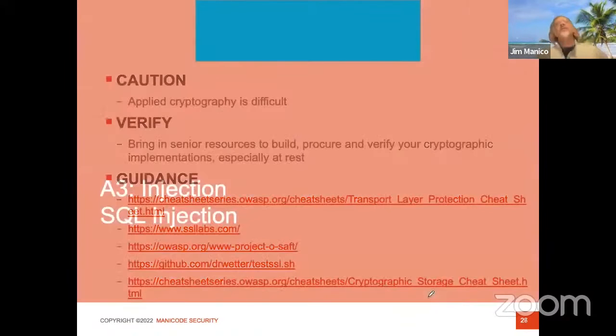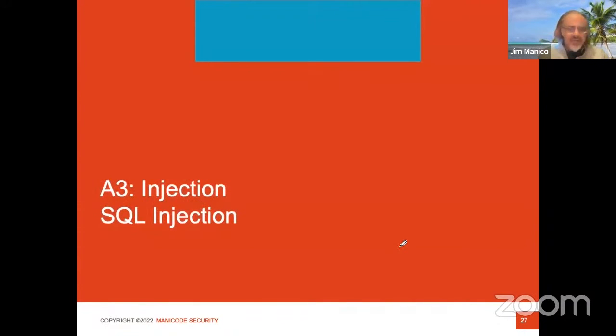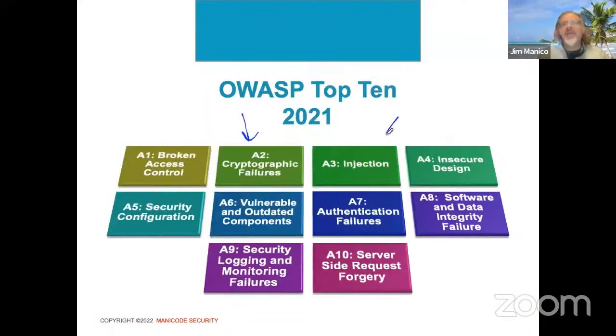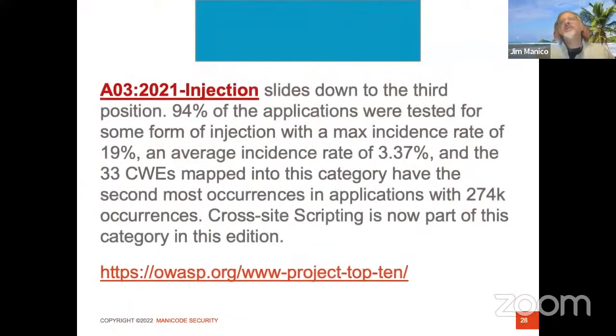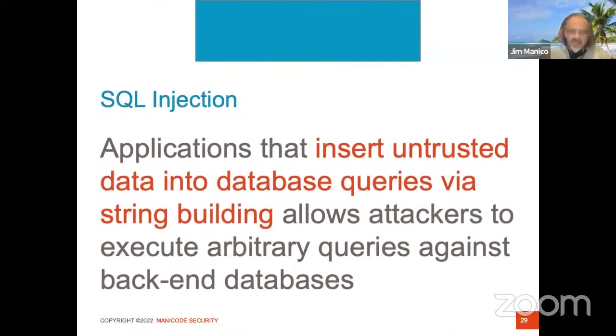Let's keep going. We're looking at A3 in the OWASP top 10 now, right? Look at A3 right there. This is injection, the third risk that we see within secure software and insecure software. So let's talk about injection. SQL injection is very popular. We see it in most applications. And SQL injection happens when an application inserts untrusted data into a database query by constructing a string-based query.